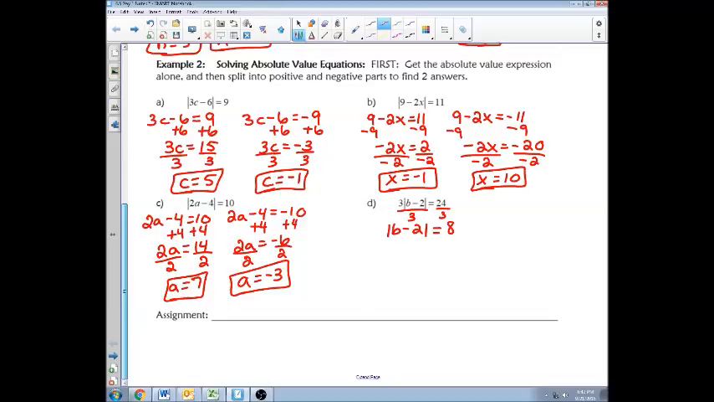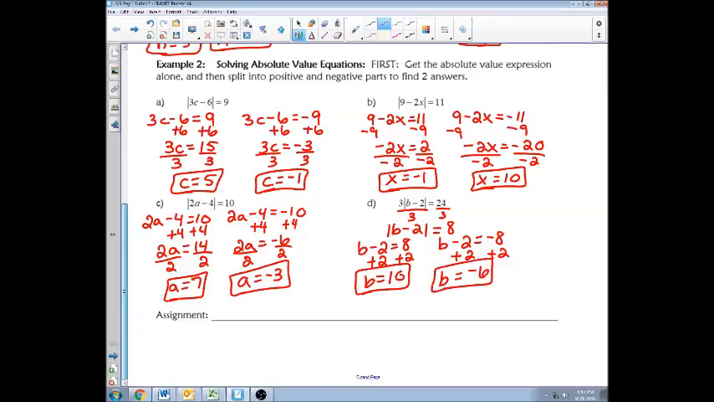So from here, the absolute value of b minus 2 could equal 8. So I take b minus 2 is equal to 8, and b minus 2 is equal to negative 8. Add 2. Add 2. b would equal 10. Add 2. Add 2. And b is equal to negative 6.